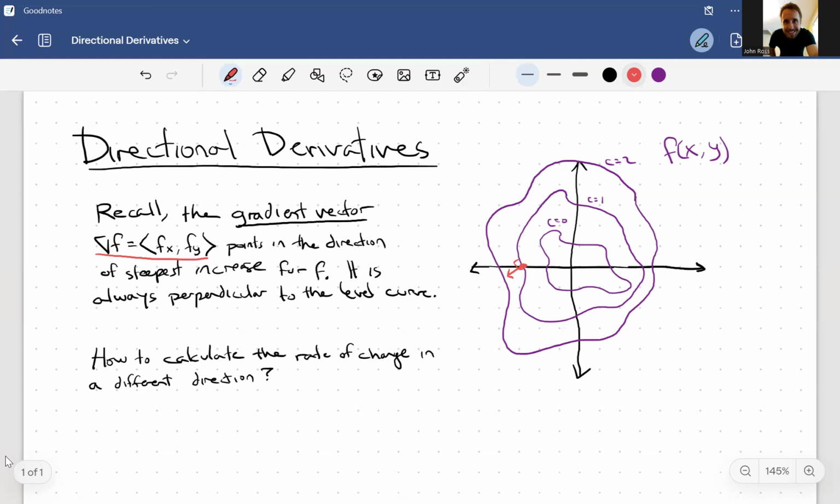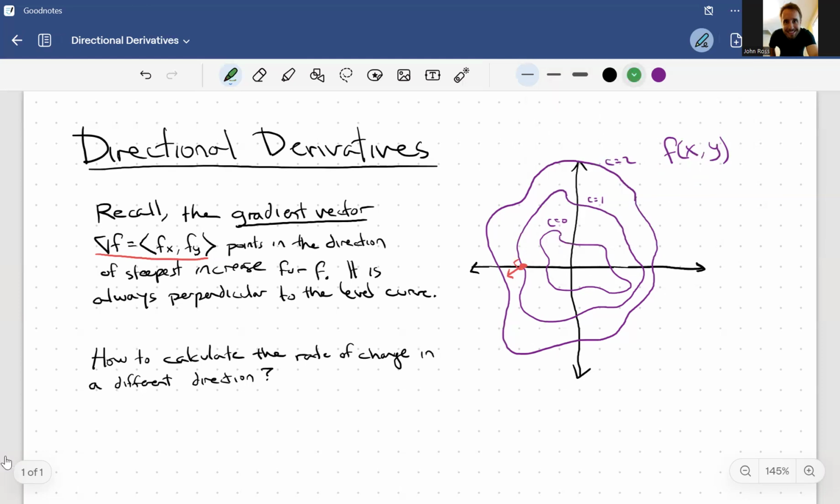However, if we wanted to look in a direction other than the gradient direction, which in this case seems to be maybe southwest or west-southwest, how could we calculate the rate of change of the function? How quickly our function f was increasing or decreasing? Let's give this a go.